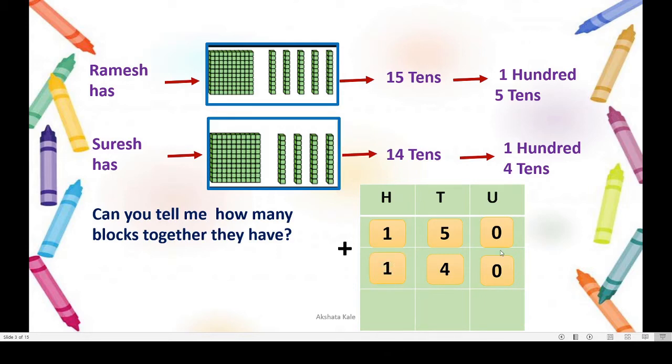Now you know addition. We will always start addition from the right side. So 0 plus 0 is 0. 5 plus 4 is 9. 1 plus 1 is 2. Yes, what is the answer? They have 29 tens. This much blocks is equal to 290 blocks they have. Got this, students?